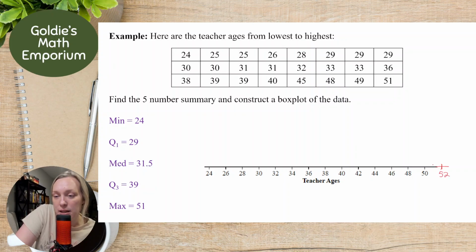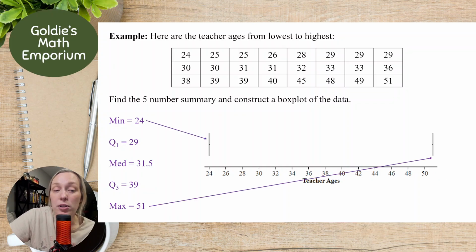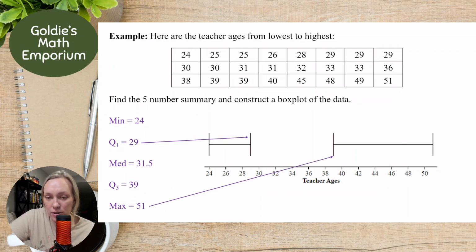But you'll see, the points in between here represent the odd numbers. Okay, you get what I'm saying. All right, so I'm going to start off. You can kind of do this however you want, whatever feels easiest. I marked the min and the max, my whiskers. And then I marked my quartiles, 29 and 39.